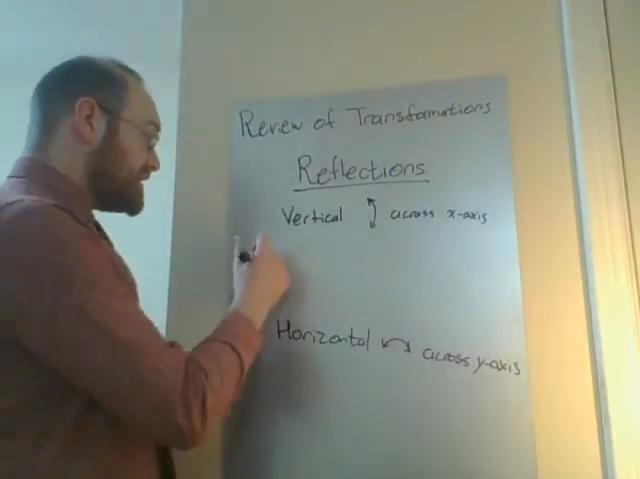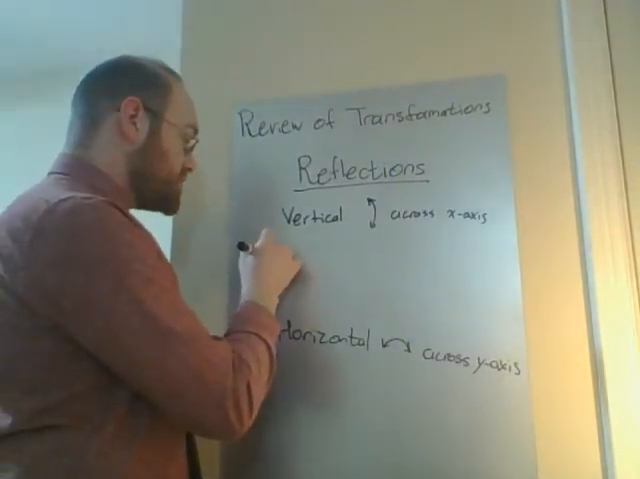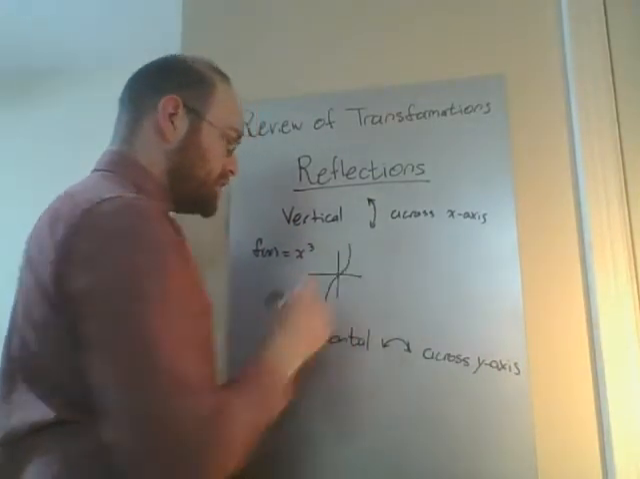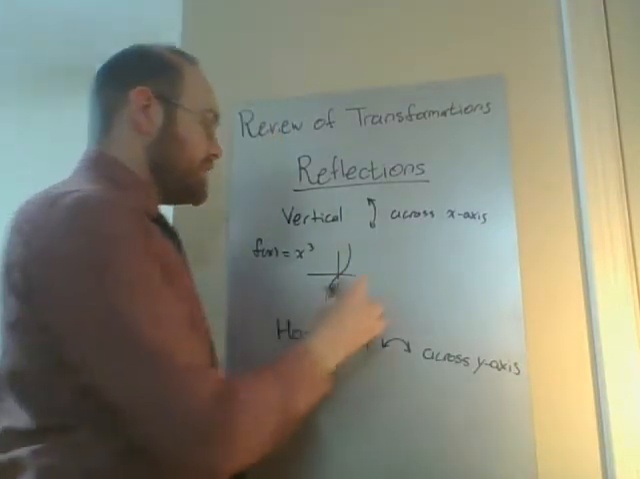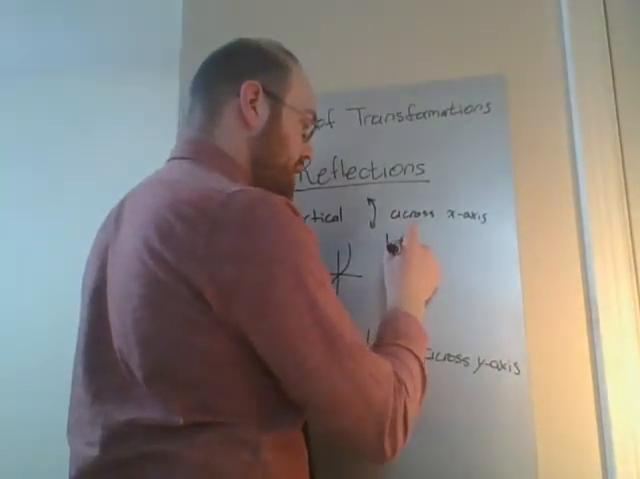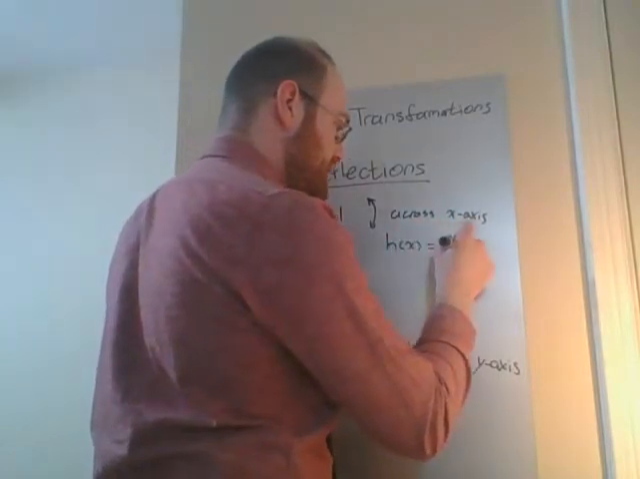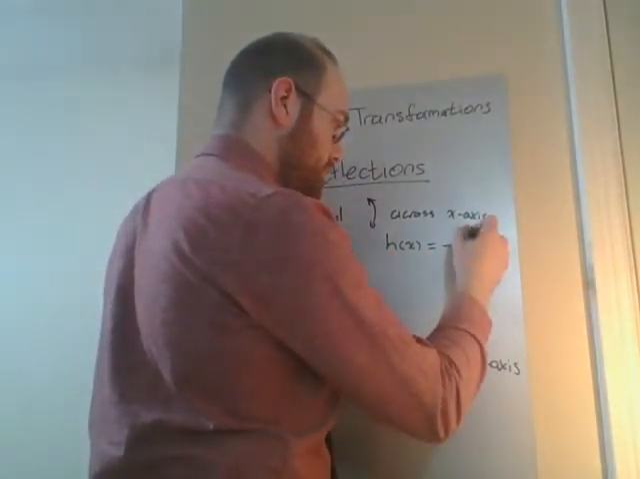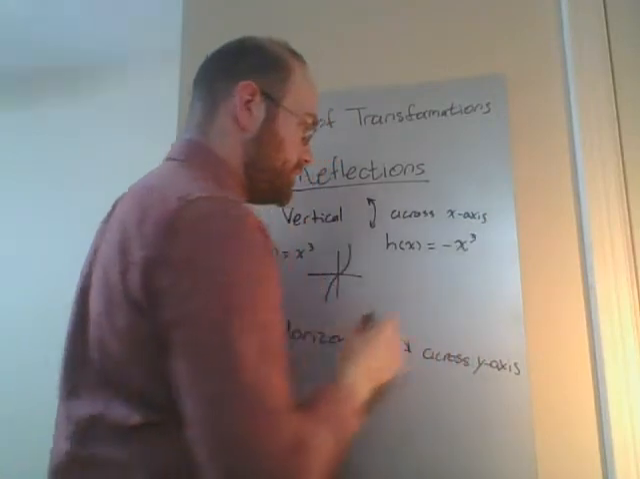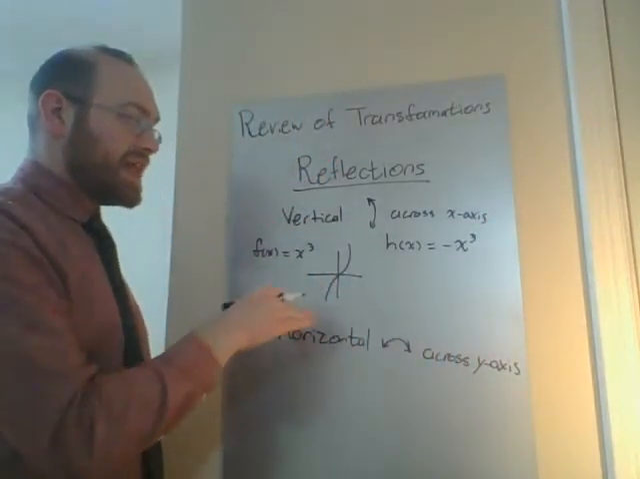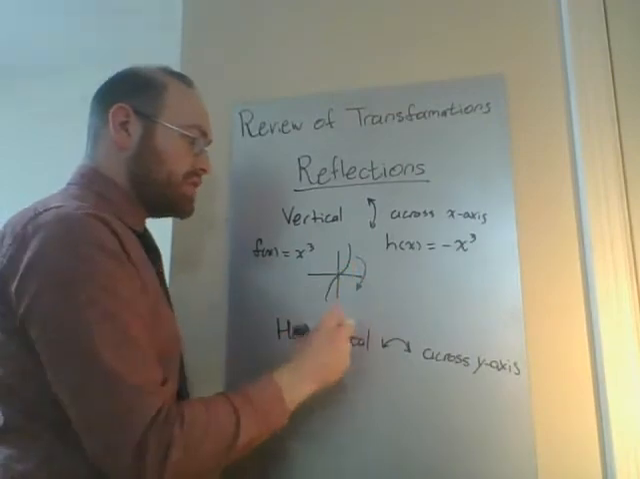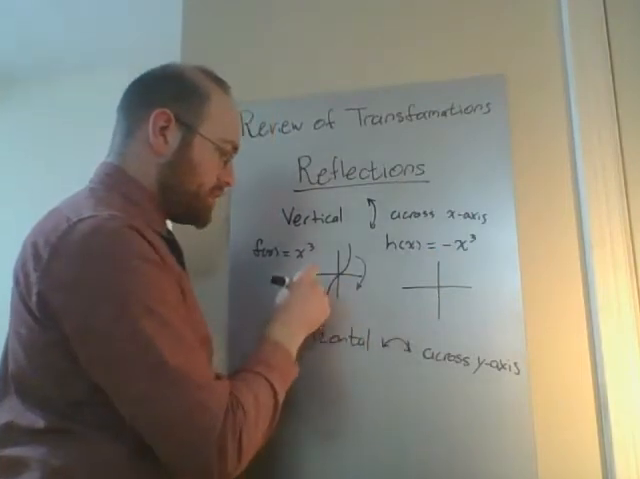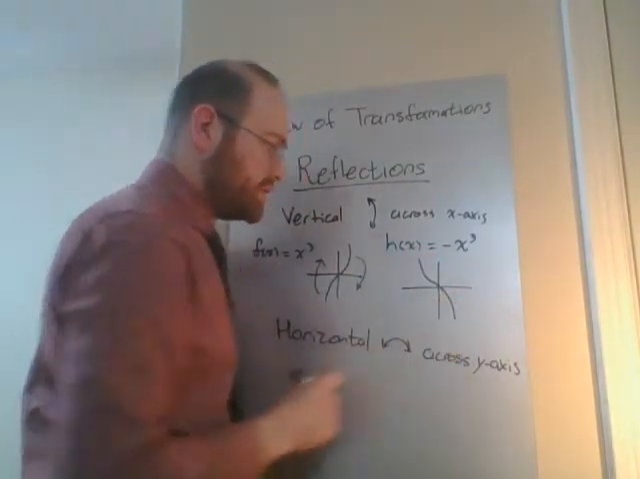So for these, let's say that our parent function, f of x, is now x cubed. So it's this nice little curving shape. If we transform our function by putting a negative on the outside, then what happens is this part comes down, and this part goes up, so we'll have it coming down and looking like this.